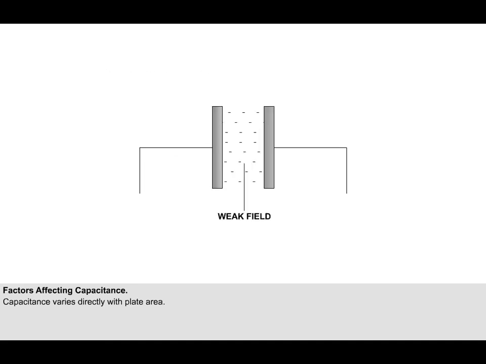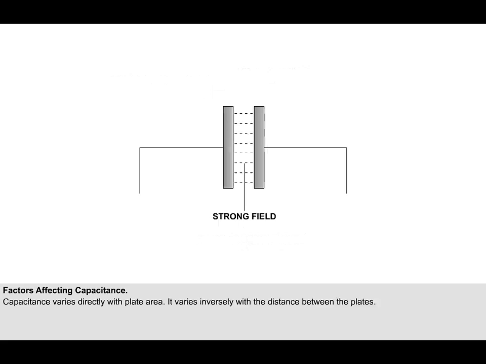The distance that the plates are apart determines the strength of the electrical field between them. If the plates are widely separated, the electrical field will be weak, and it will not pull many electrons onto the negative plate. If, however, the plates are very close together, the attraction caused by the unlike charges will produce a strong field, and lots of electrons will be attracted. So capacitance varies inversely with the distance between the plates.